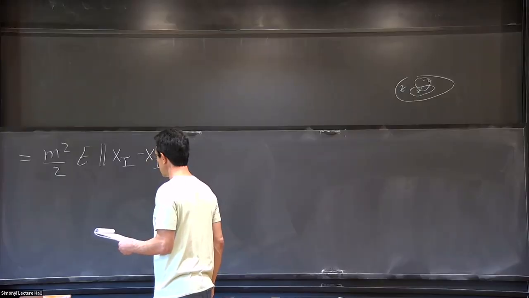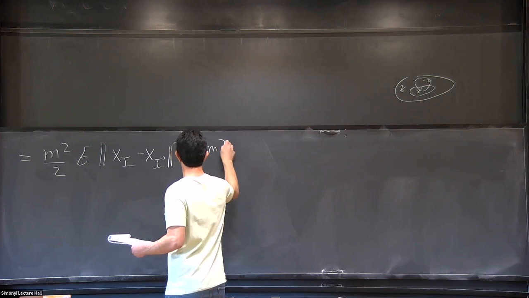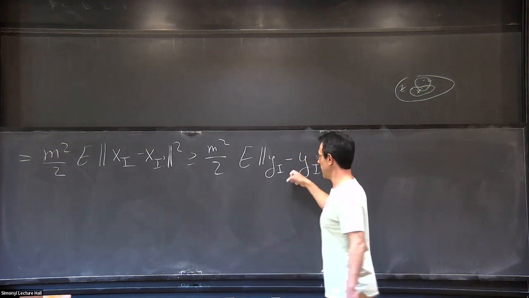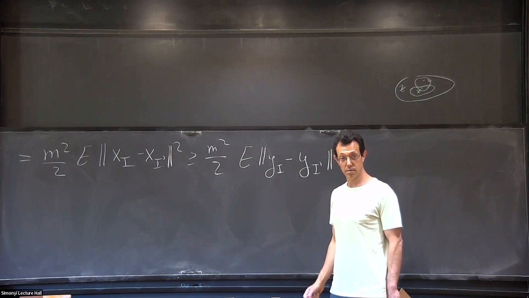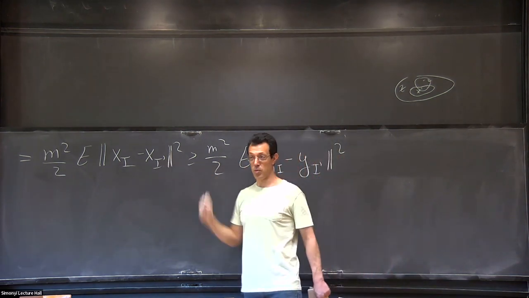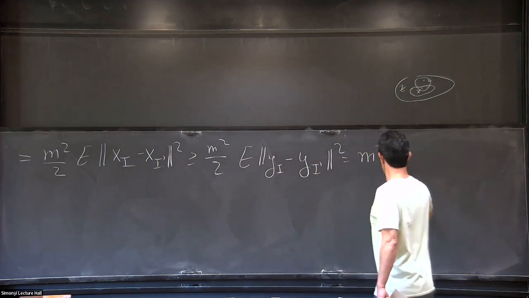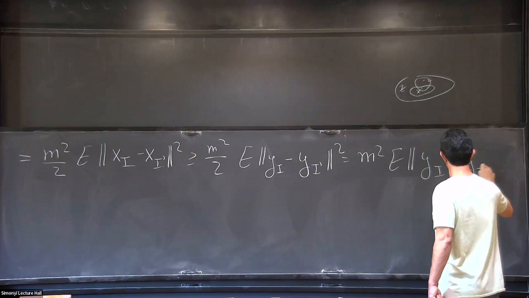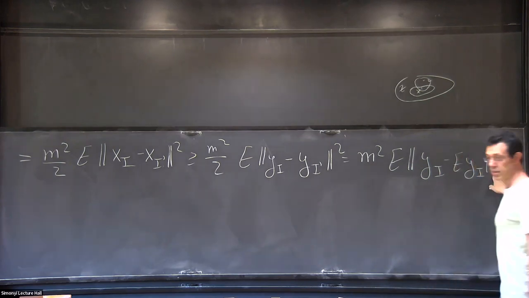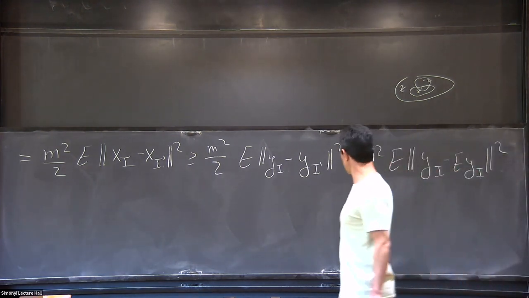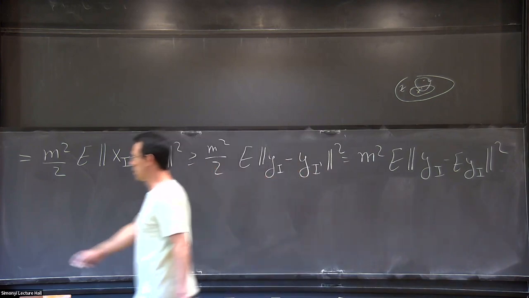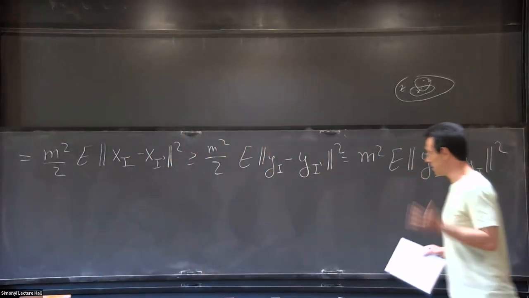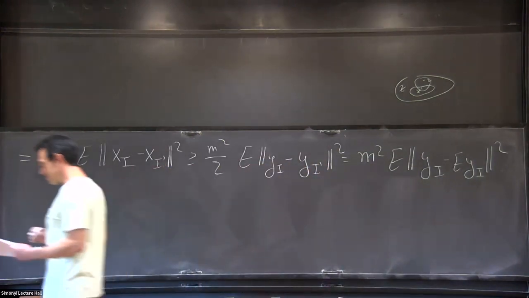And this is at least M squared over 2 times the expectation of the distance between Y_I and Y_I'. That is the assumption that the Y's are contractions, contracted for all the pairwise distances, which is again M squared times the expectation of the norm of Y_I minus the expectation of Y_I. The target is also a Hilbert space. So that is the most it can be, because we started with this. I think it's a very, very nice proof from the 1930s. Fun to show.